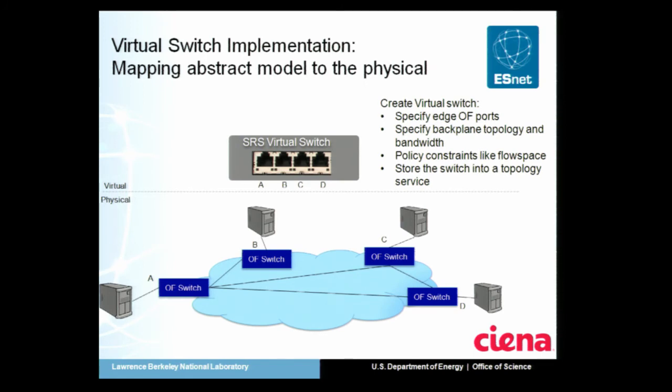Then you can specify the policy constraints like flow space, like this is the slice that my switch needs to control. And not only that, you can store this whole config in a topology service, like a personal topology service. So you can basically say, this is my switch, and I can instantiate that switch on demand. So not only like we do circuits on demand, we can instantiate the switching service on demand, say from 8 to 12 p.m. And you can put all kinds of on-demand semantics around this abstraction as well.